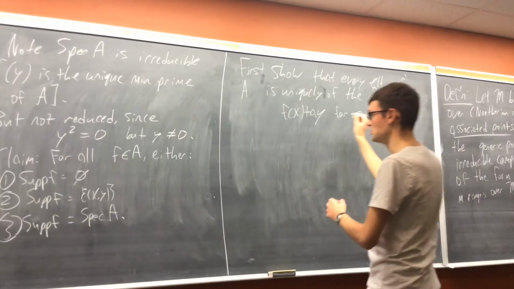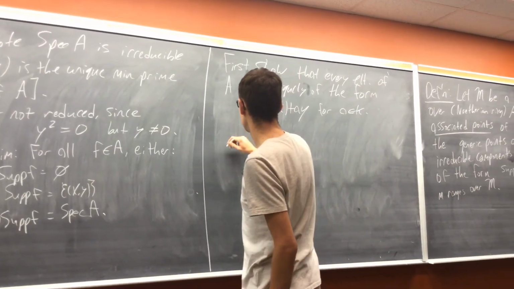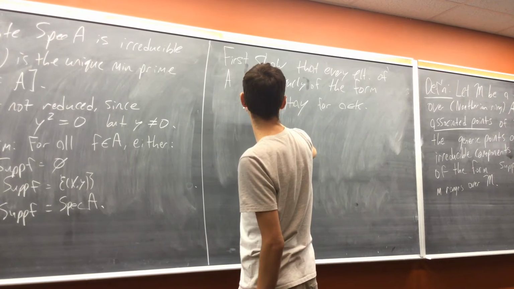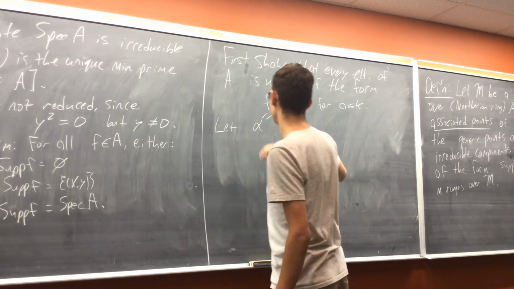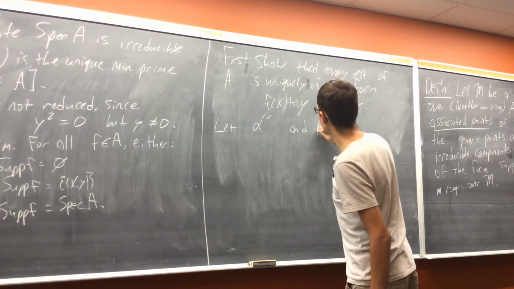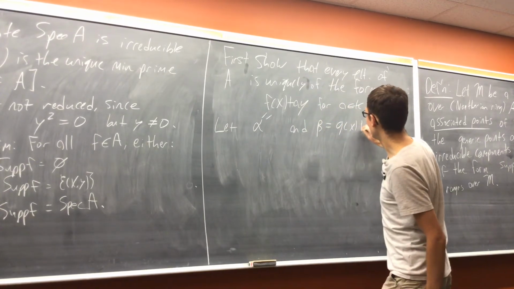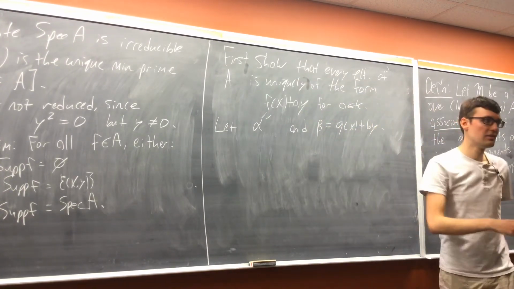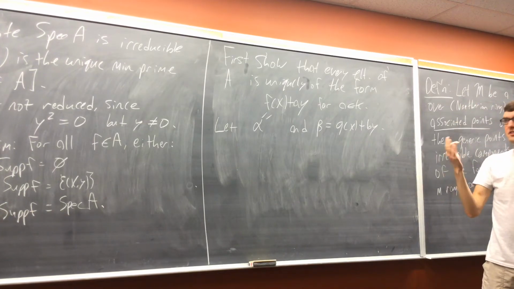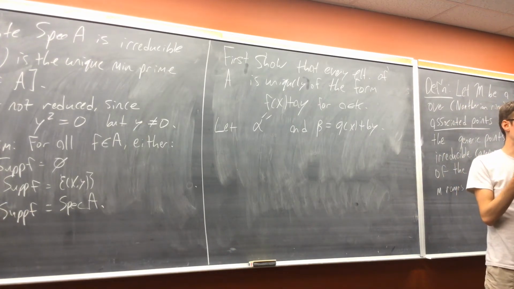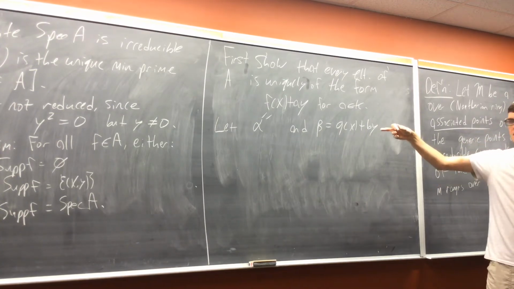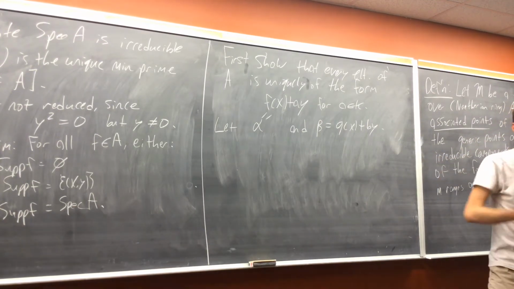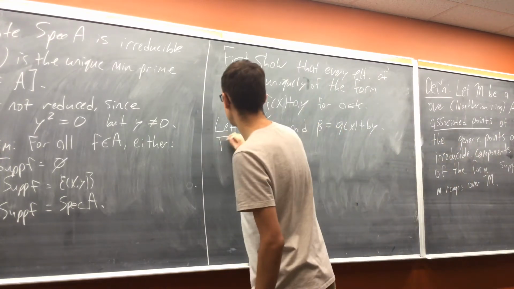Okay, so if you believe this, we set alpha to look like this, and beta to look like some g of x plus b y. And you just compute alpha times beta and ask when that's 0, because that's going to give you the idea of in which localizations I am going to get a 0 element when I take alpha and put it in the localization. So investigate.